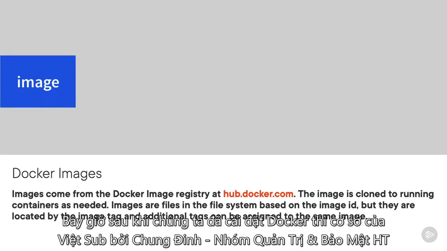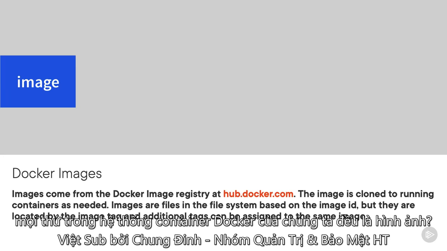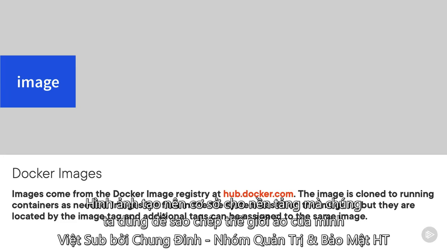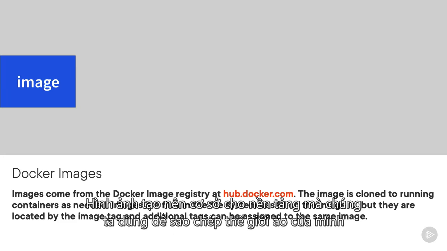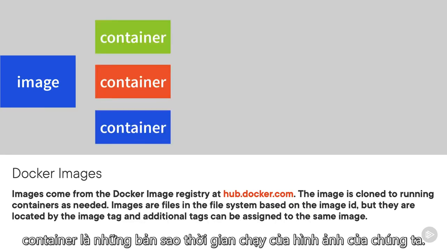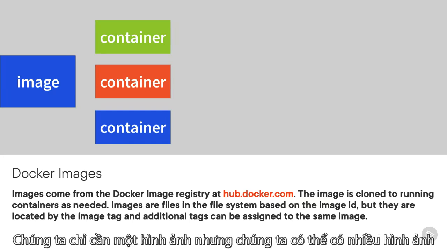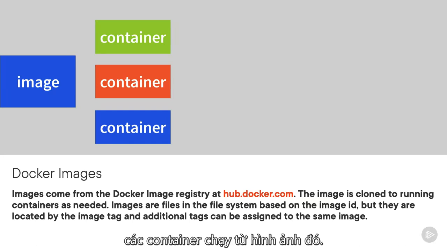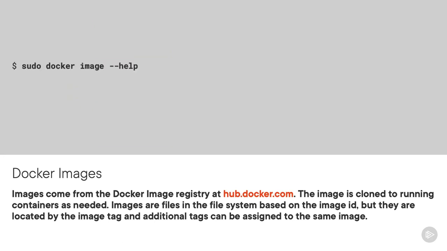Now, once we have got Docker installed, then the basis of everything within our Docker container system are images. Images make the basis, the platform from which we clone our virtual containers. Our containers are runtime copies of our images. We only need one image, but we can have multiple containers running from that image.